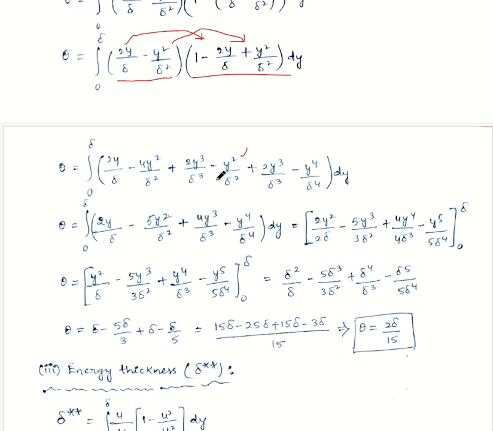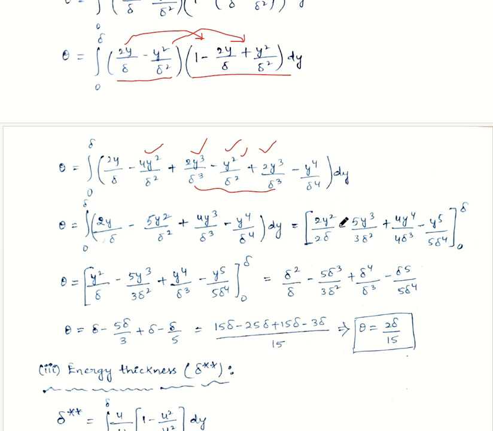Now anything to simplify in this equation, we will simplify. So you can see here I have 2y cube by delta cube, here I have 2y cube by delta cube, so it becomes 4y cube by delta cube. And the equation becomes 2y by delta, and here I have 4y square by delta square, here I have y square by delta square, so both are minus, so it becomes minus 5y square by delta square, plus these two, we are adding these two. So 4y cube by delta cube minus what is left over, y power 4 by delta power 4, into dy.